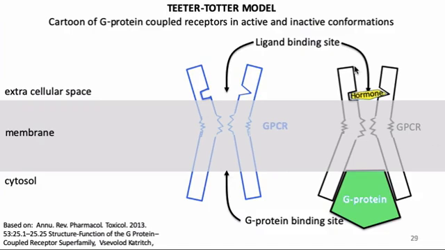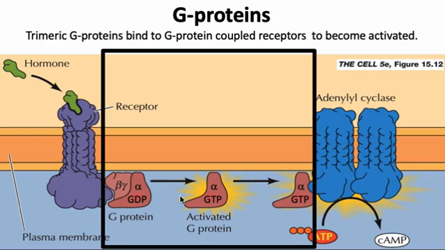And for that matter, in the teeter-totter model, the idea is that the binding of the hormone closes the top and rocks the bottom open. And we'll be using this model in class to talk about some pharmaceuticals. But now I would like to move on to the next step in G protein coupled receptor signaling pathways and look at the trimeric G proteins.